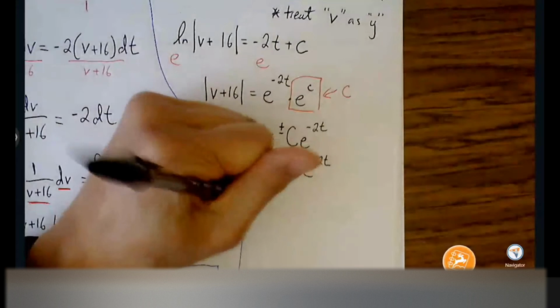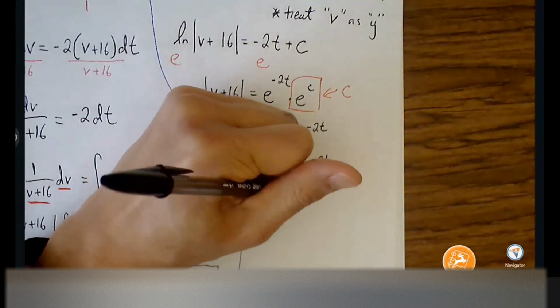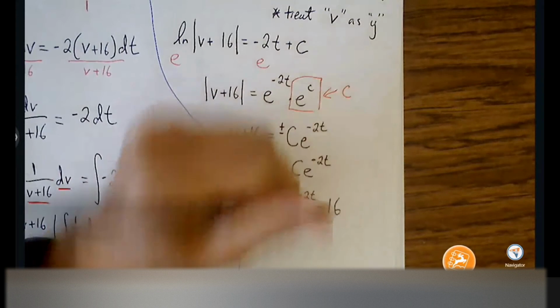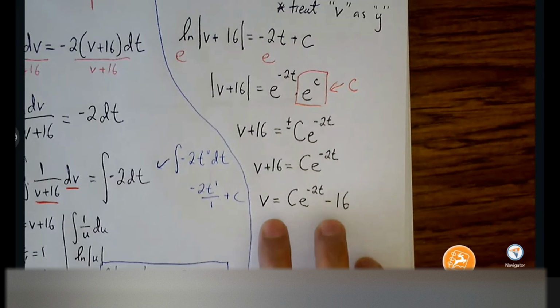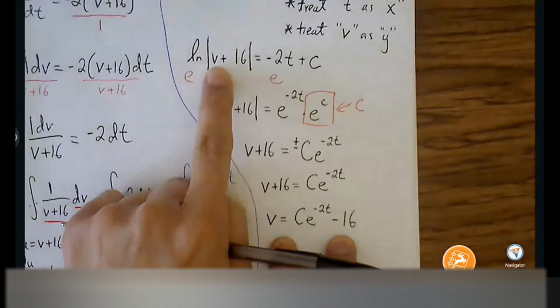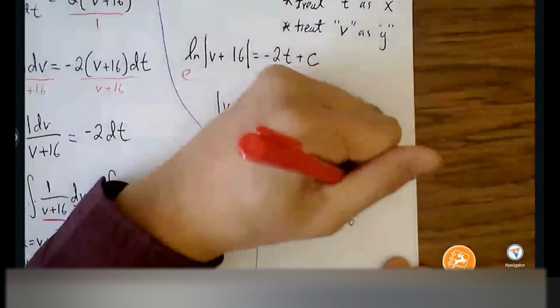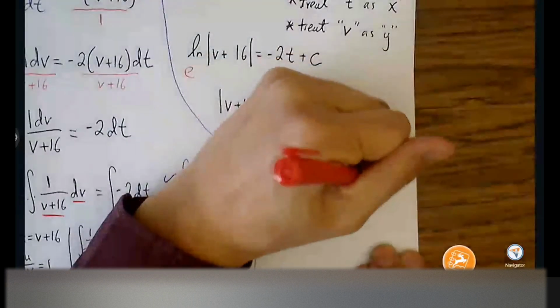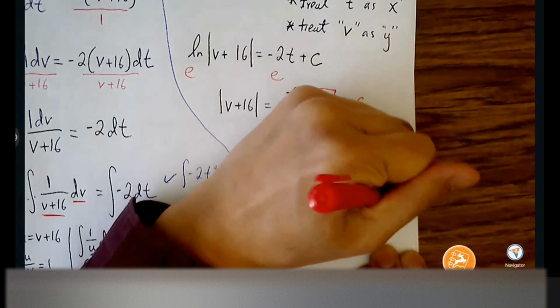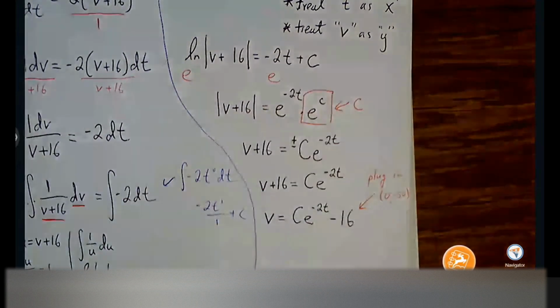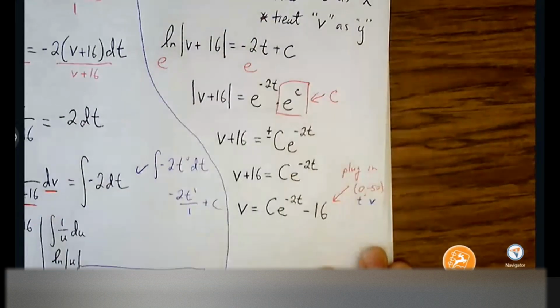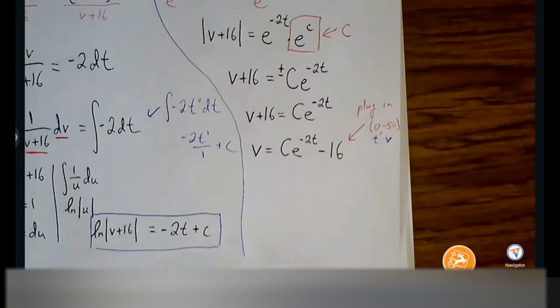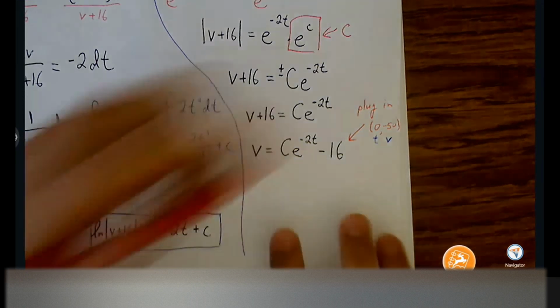Get v by itself, subtract 16. So now that I have my general equation, I'll much rather plug in my ordered pair here than up here with the natural log. So 0 is my t, negative 50 is my v value, velocity. So negative 50 in for v, 0 in for t, and hopefully that will help us get to the c value that we want to target.